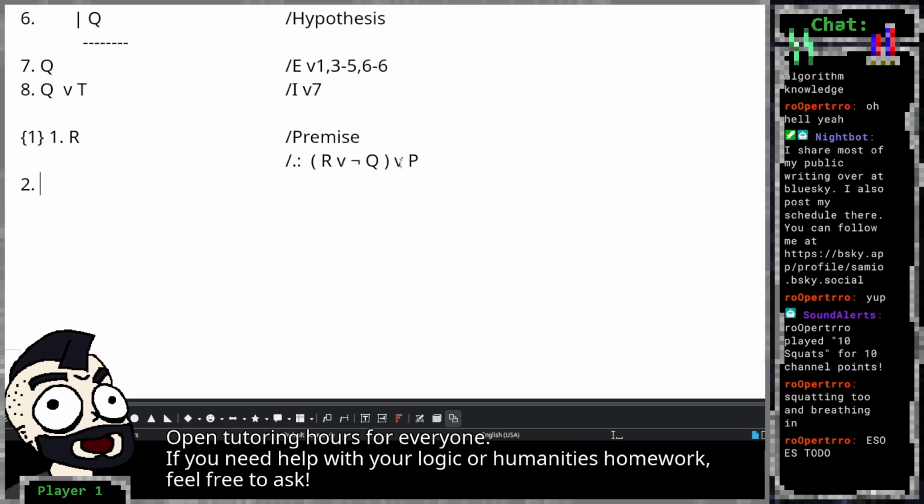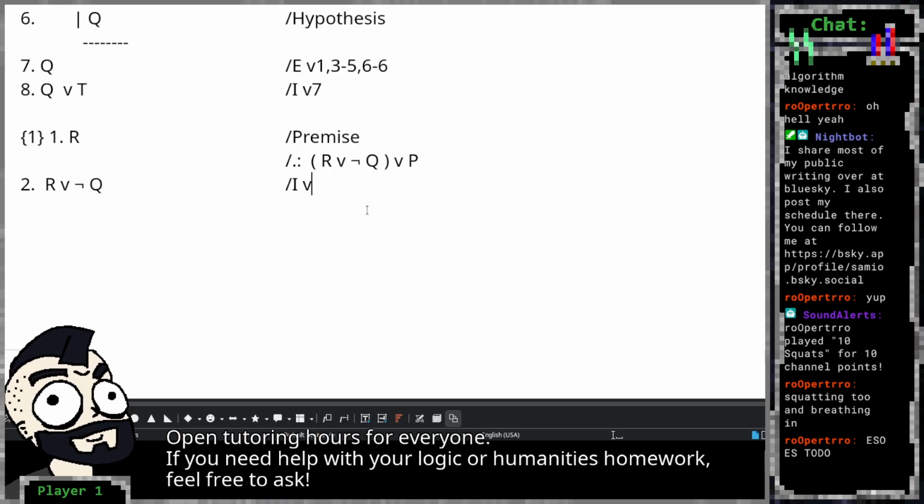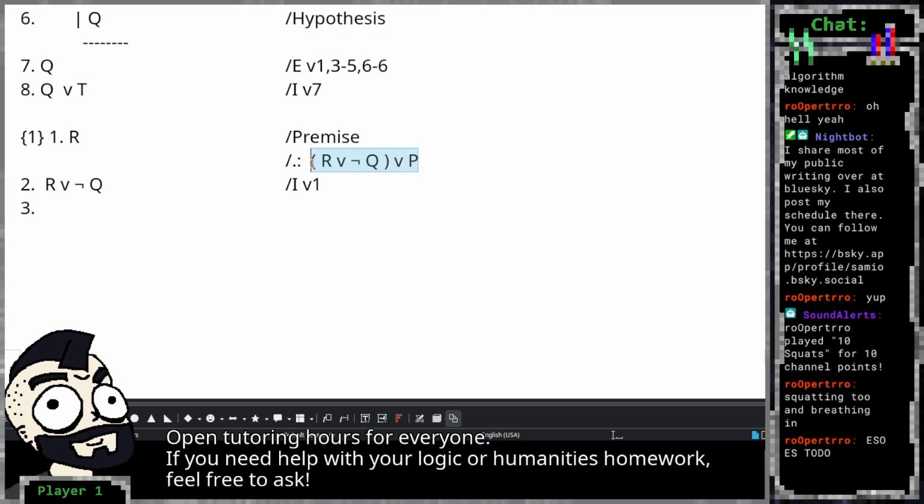Well, I know it's a disjunction, so I have to use disjunction introduction. The only trick about this one is that I have to do it by parts. So in 2, I just do R or whatever by the rule of introduction of disjunction at 1. And then I do the conclusion by the rule of introduction of disjunction at 2. And that's it.